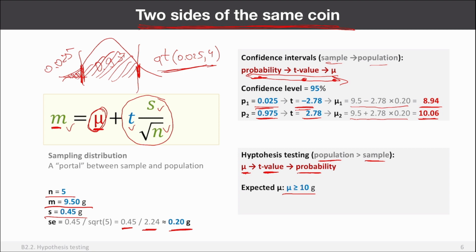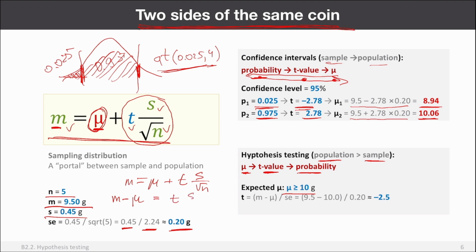Now I compute the t-value first. Again, I use this expression, right? Let me write it down again here. m is equal to mu plus t s over square root of n. If we subtract mu from both sides, we get m minus mu on the left side equal to t s over square root of n on the right side. Now, if we divide both sides by s over square root of n, we get the following: m minus mu divided by s over square root of n equals t. So this is how to compute t if you know m and mu.